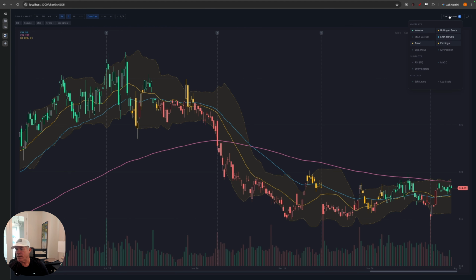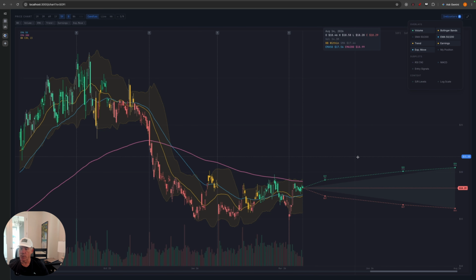Let's go back to our indicators. Now we're going to add some more indicators. I'm going to add what's called the expected move. And if you notice here, this is really cool. Some of you have been asking me, how do I get there? That's it, right there. That's your expected move. That's saying that this is what the stock should stay within this range over this period of time.